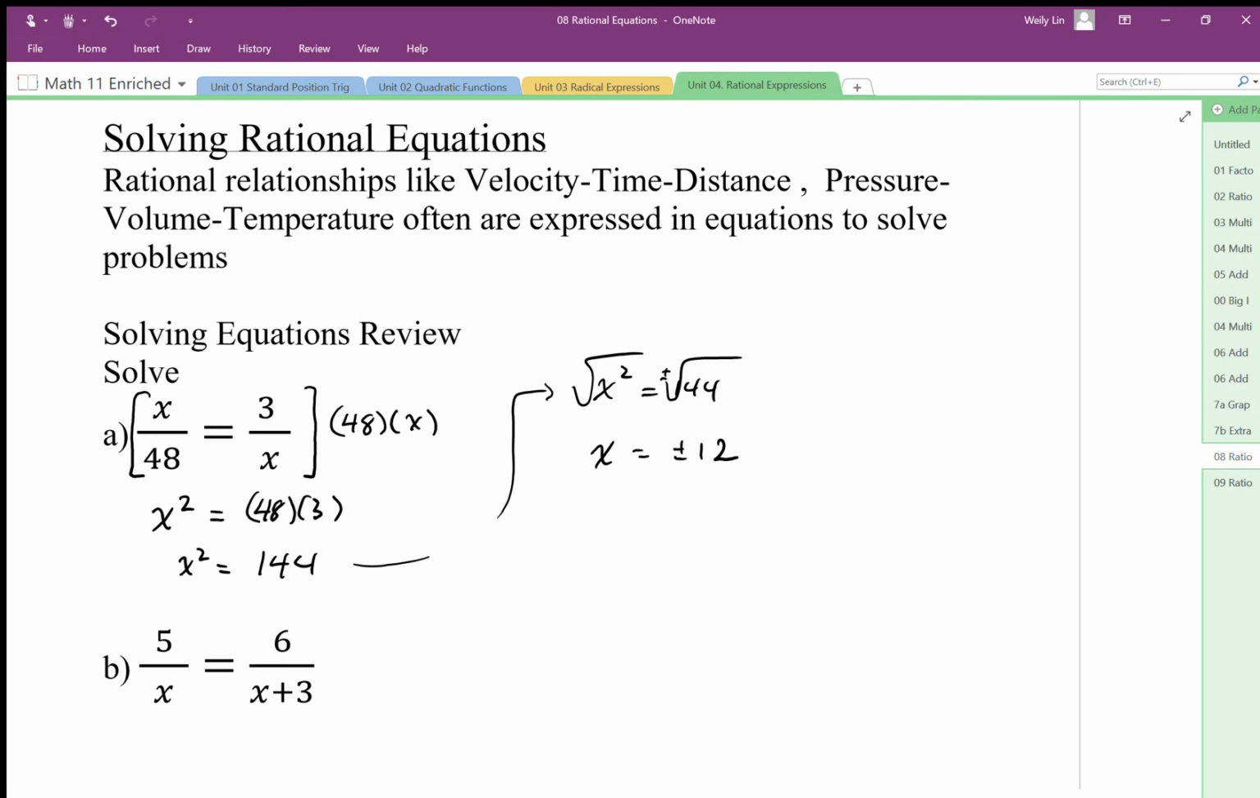We do have to be a little bit careful. Whenever we have variables in the denominator, we should always state that there are some restrictions here as well. Okay, and that is something that's important to do because there are times when those restrictions will give us extraneous solutions.